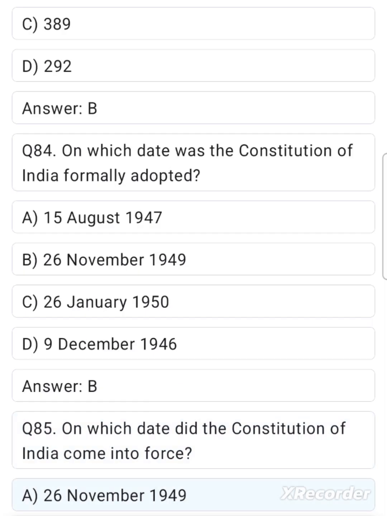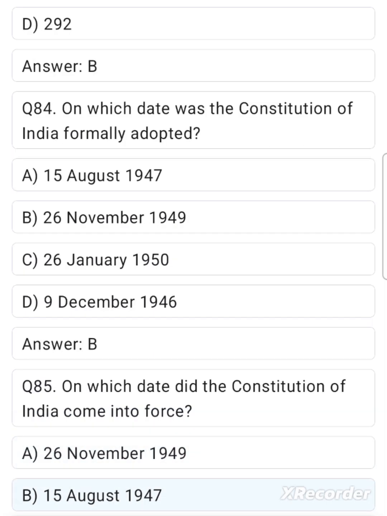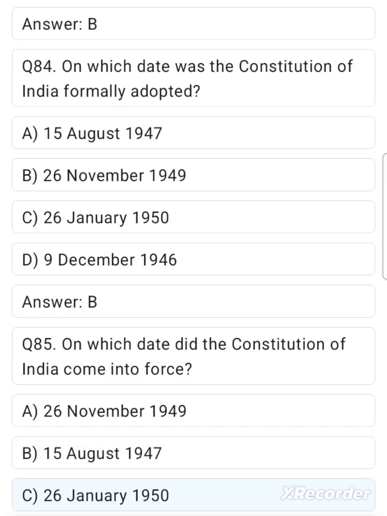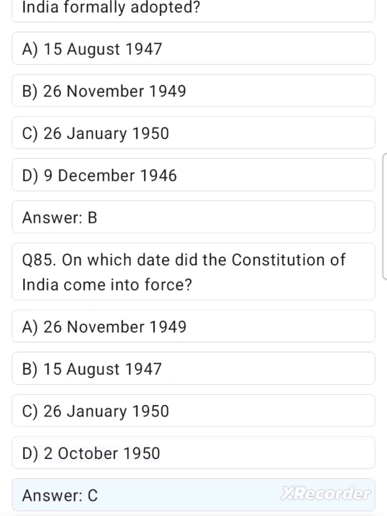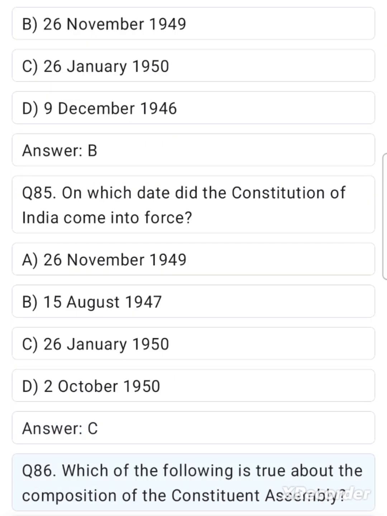A. The 26th of November 1949. B. The 15th of August 1947. C. The 26th of January 1950. D. The 2nd of October 1950. Answer. C. Q86. Which of the following is true about the composition of the Constituent Assembly?